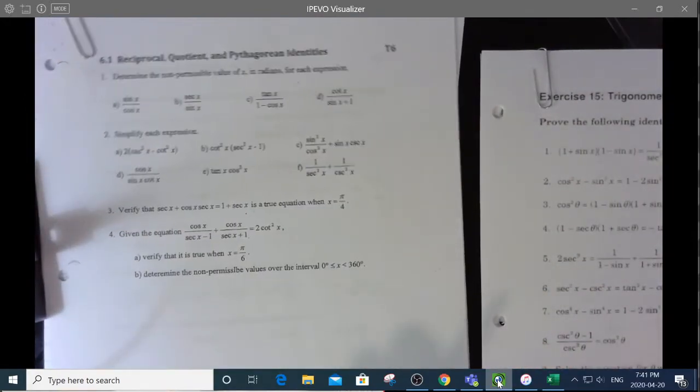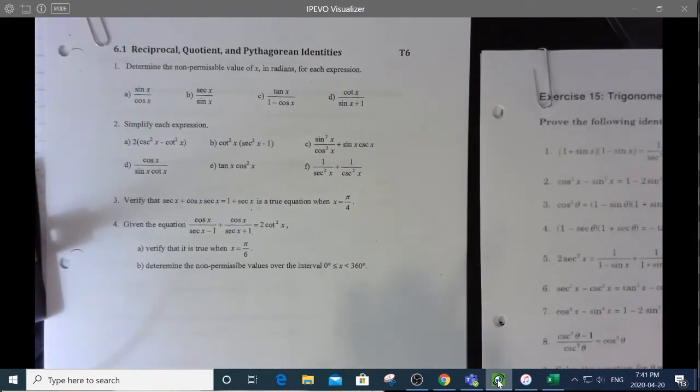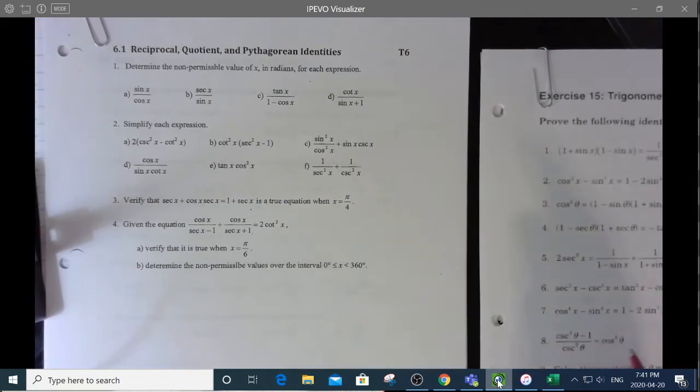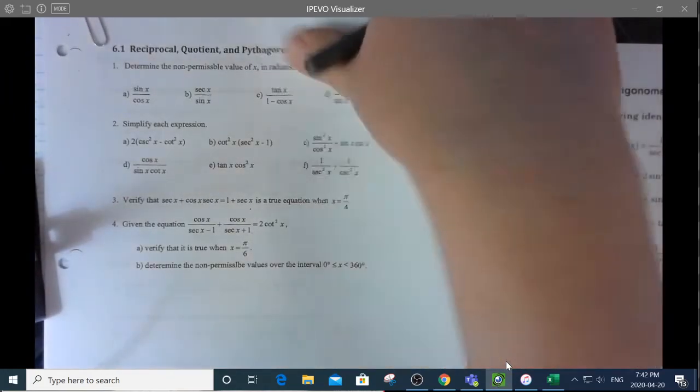Now let's do some simplification with trig. All right, let's see. So this was what I assigned you, and I've had a couple of people message me saying I'm really having a hard time getting the answers from the answer key on this. So let me just do a couple. How about I'll do 2C? Why don't we start there?